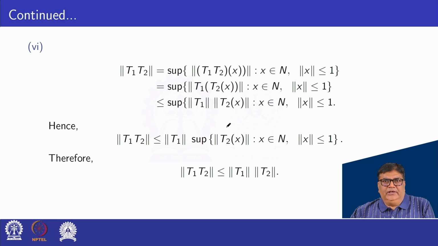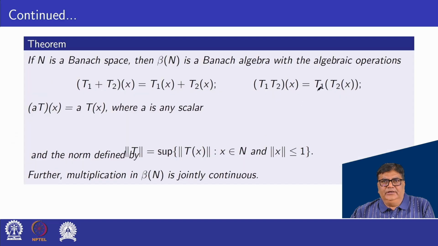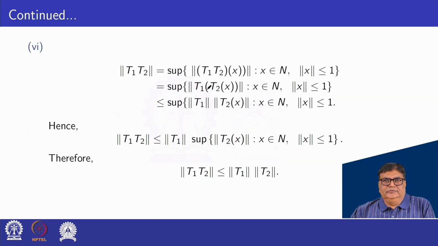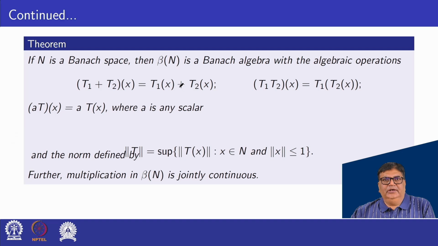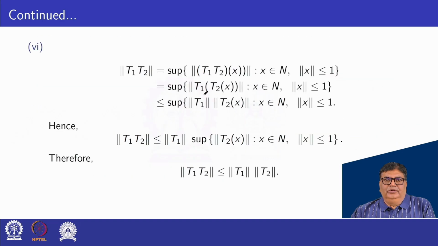And this one can be defined as the supremum of norm T1 T2x, as per the statement, such that x belonging to N and norm x less or equal to 1. So this is as Tx type. T1 is a bounded linear transformation because T1 and T2 belong to B(N).